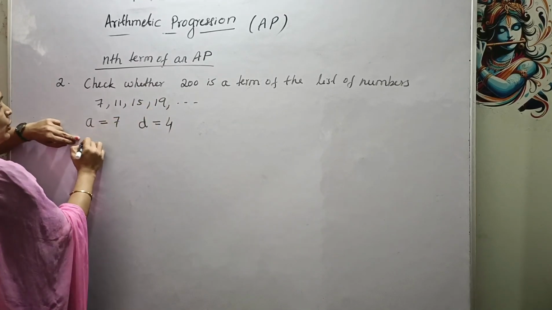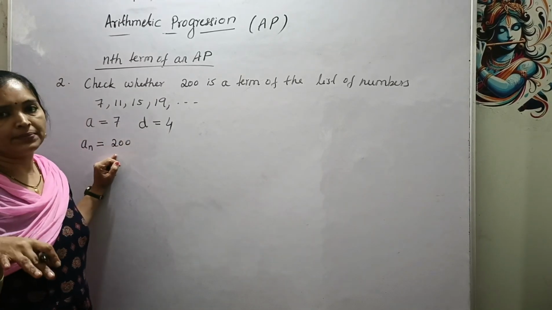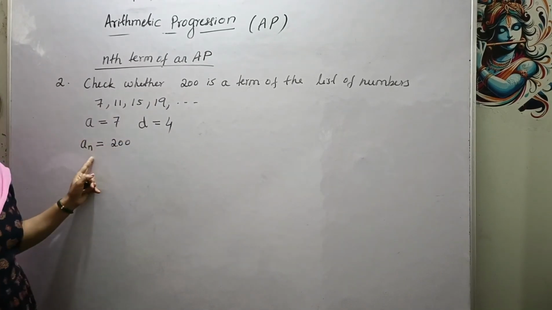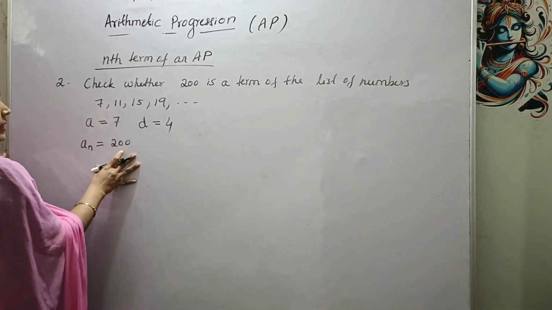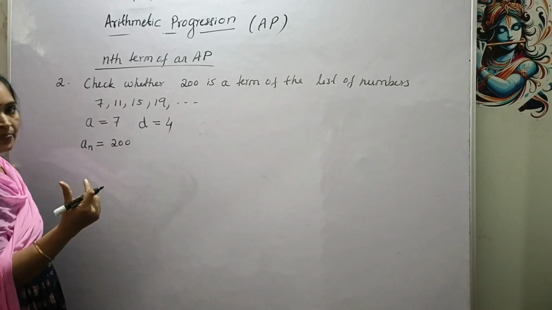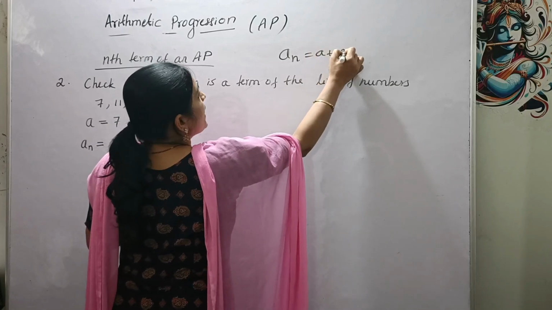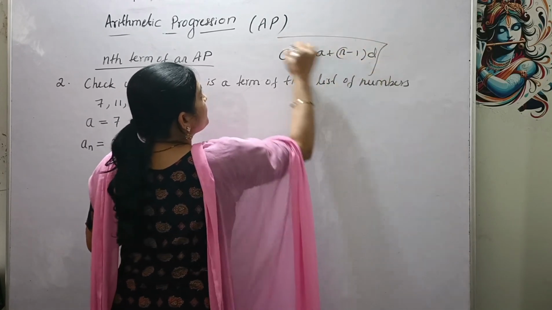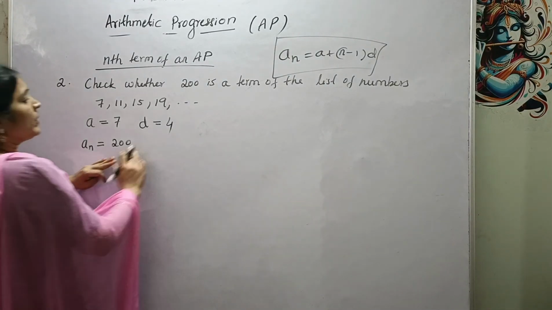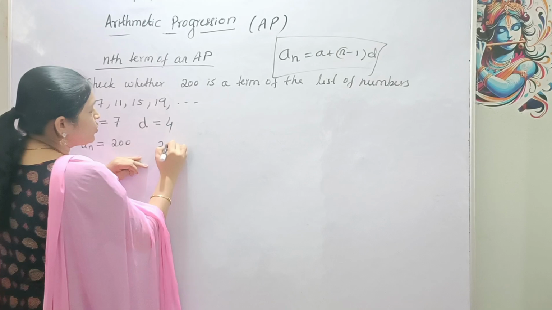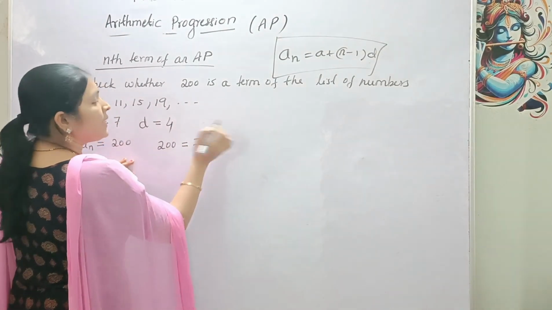Let's take 200, that is an is equal to 200. That is the nth term 200. So here we have to find n, which term is 200. Now if an is equal to 200, then we have to find the value of n. For that, let's apply the same formula, an is equal to a plus n minus 1 into d. It's very important. An is equal to a plus n minus 1 into d. Now, 200 is equal to a is 7 plus n minus 1.